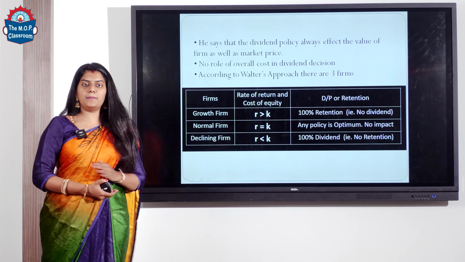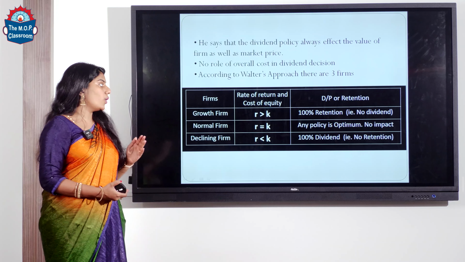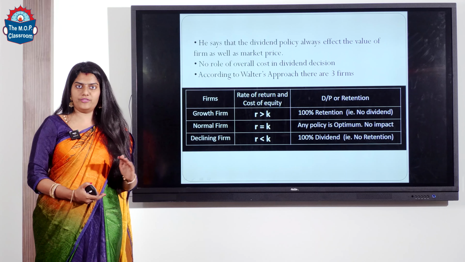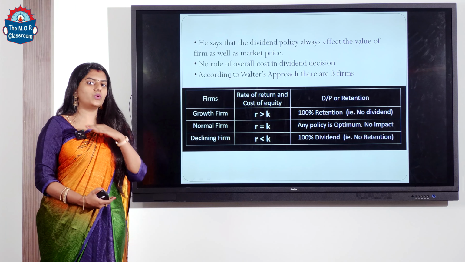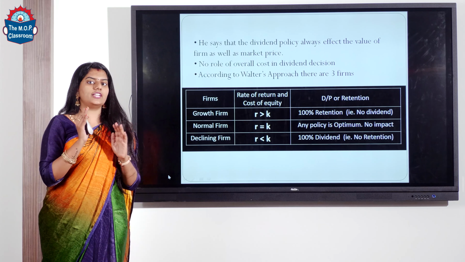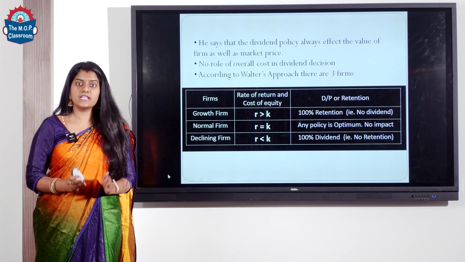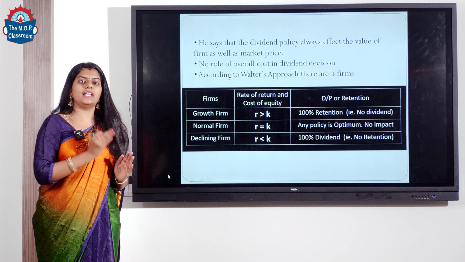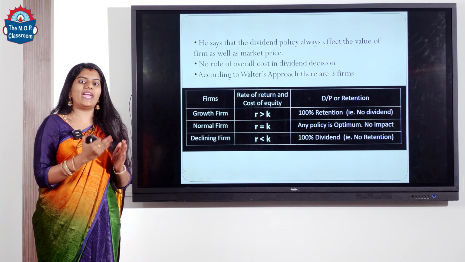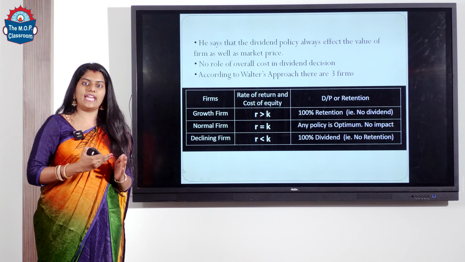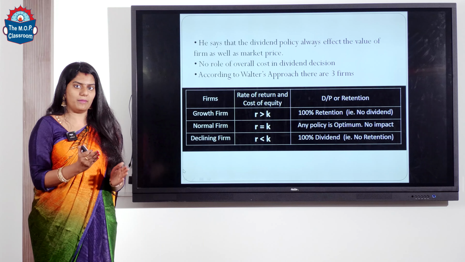The third category, the declining firm, has to go in for 100% dividend, which means they have to pay out all the earnings that they have and should not retain anything for themselves. The reason being, the company is in a declining stage, so any retention and any investment that they make is going to give them a loss.